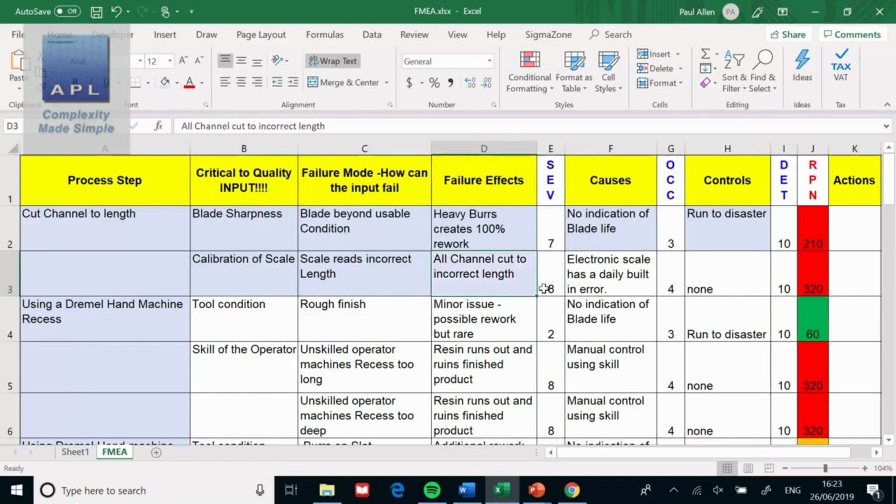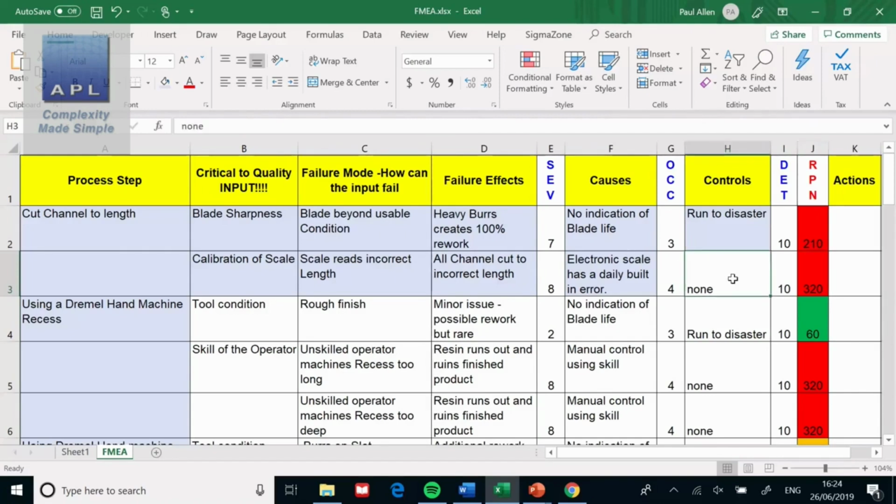We know that the electronic scale has a daily error built into it. So every day the scale tends to be out slightly. So for some reason the piece of equipment isn't particularly stable. Therefore we're liable to make the mistake daily. So now I'll give it a 4 and we don't have any controls in place. And again, I'm scoring it 320. Now on a scale of 1 to 400, 320 is a big, big problem.